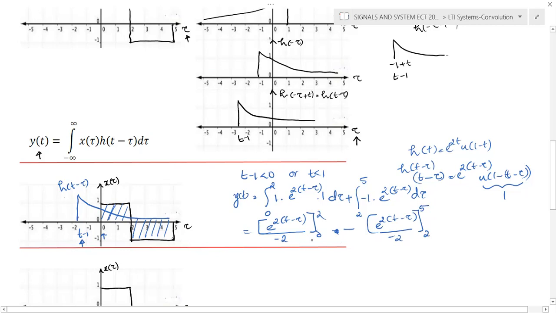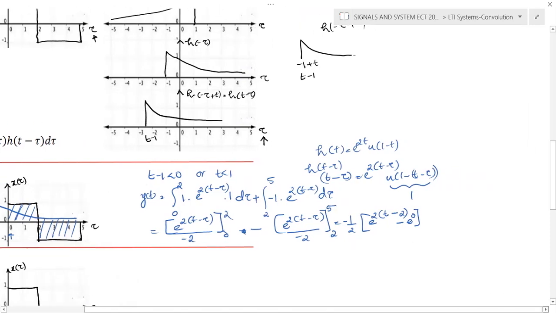Now we need to simplify this relation. The factor 1 by minus 2 is common to both cases, so you can take it outside. Remaining, we substitute the limits for tau, because tau is the variable. So it's e raised to 2 into t minus 2 minus e raised to 0, and for the second case, there is already a minus, so minus e raised to 2 into t minus 5 minus e raised to 2 into t minus 2.